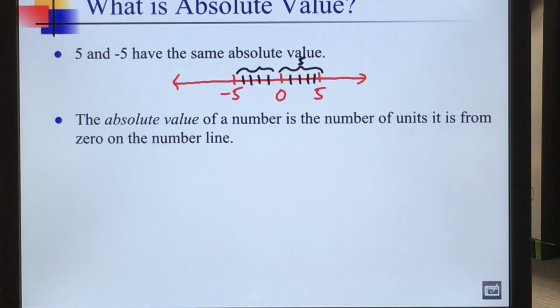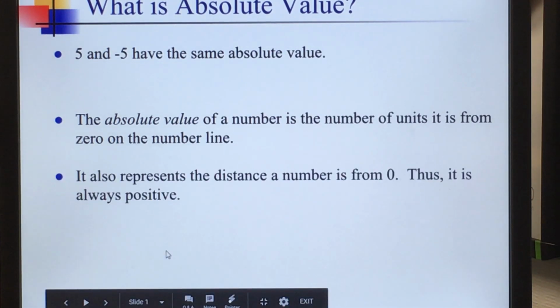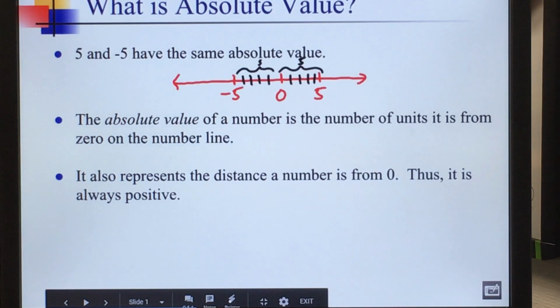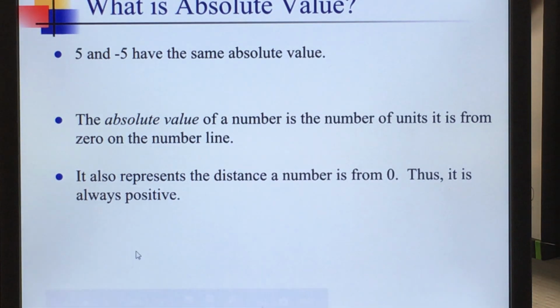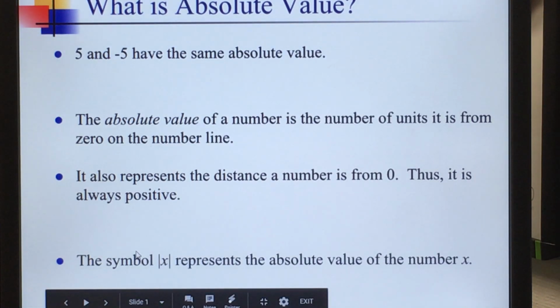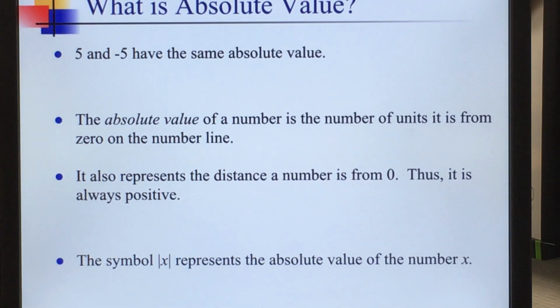Because we are talking about distance, the distance is always going to be positive, which is why the absolute value of 5 is just 5, and the absolute value of -5 is also 5. So both values are positive. The symbol, you can call them bars, represents the absolute value of the number x.